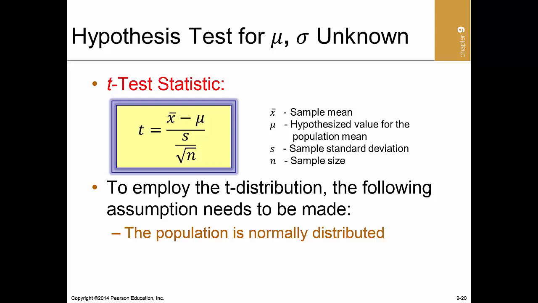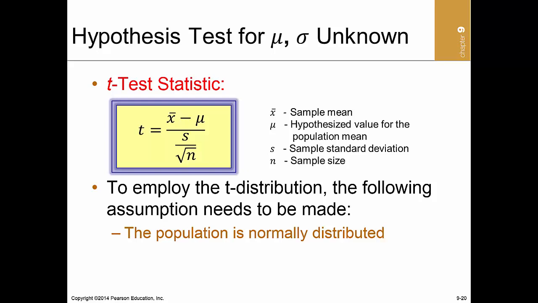To employ the t-distribution, we must make the assumption that the population is normally distributed. If the population from which a simple random sample is selected is approximately normal, the t-test statistic computed will be distributed according to a t-distribution with n minus 1 degrees of freedom.